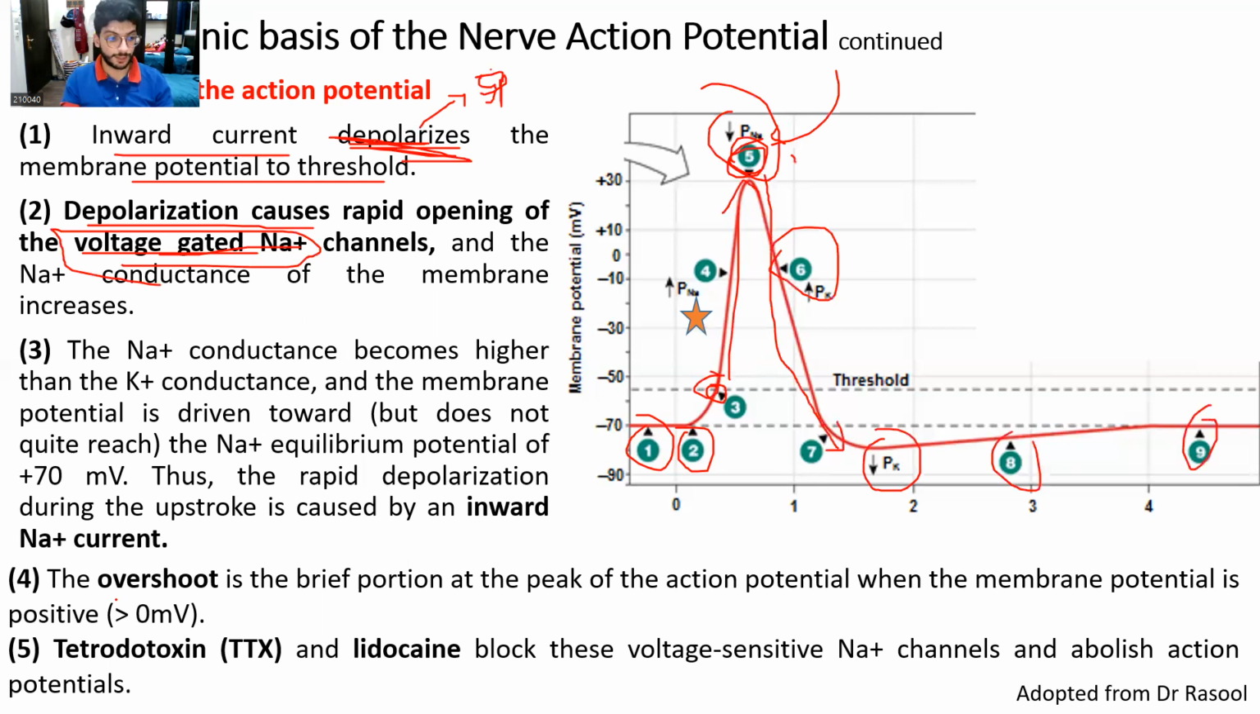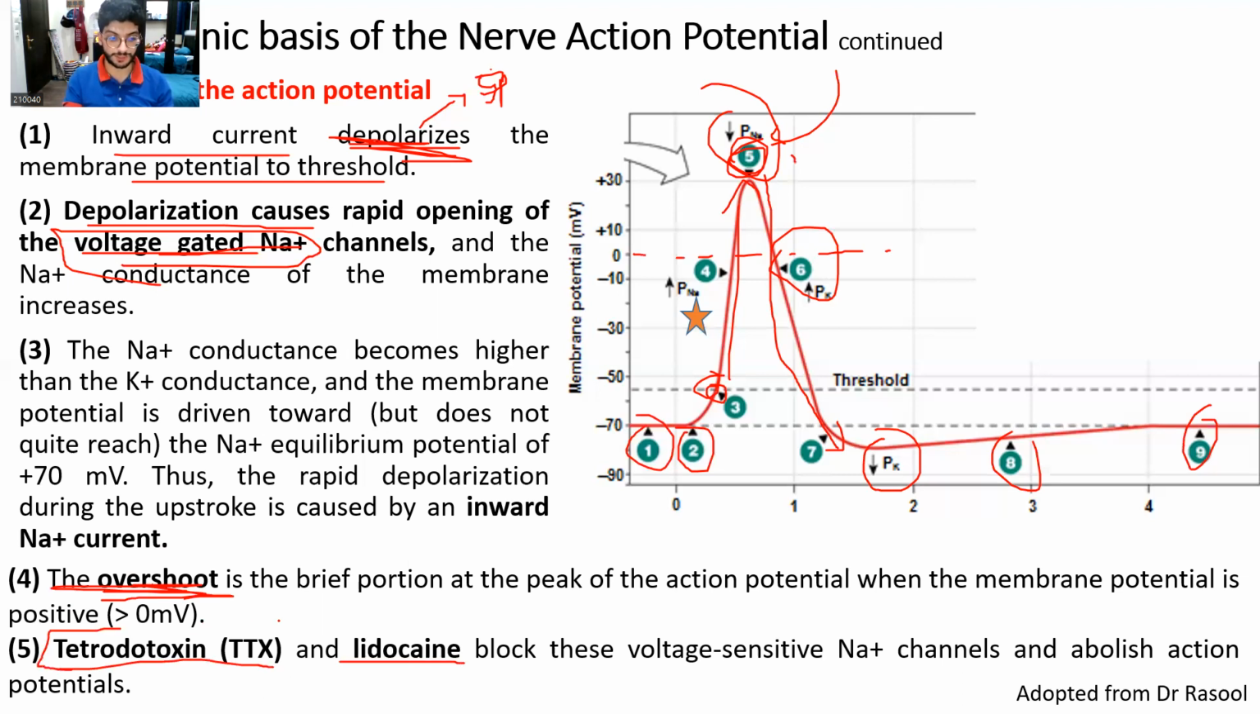And there's some specific terminology you need to know because they'll ask you about it. What do we call this? The overshoot is the point at which we cross 0. So this is 0 over here. The overshoot is when the membrane potential is above 0. That's all it means.